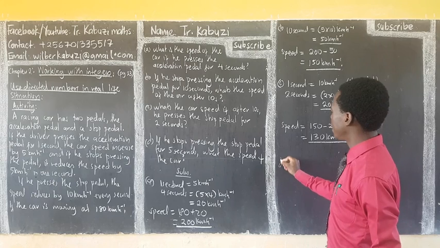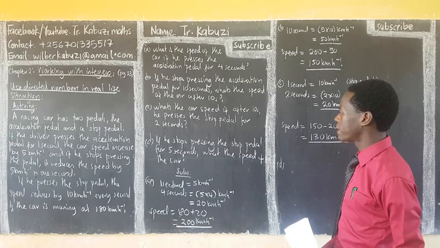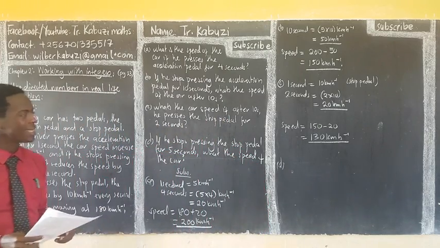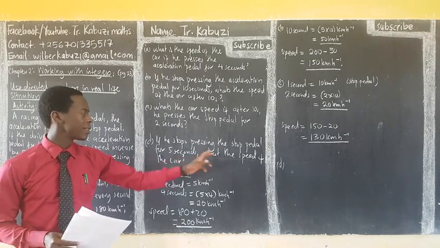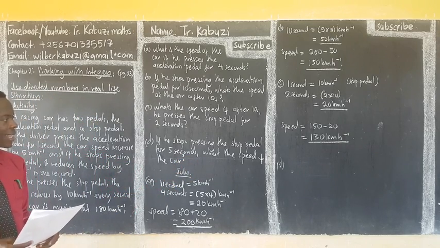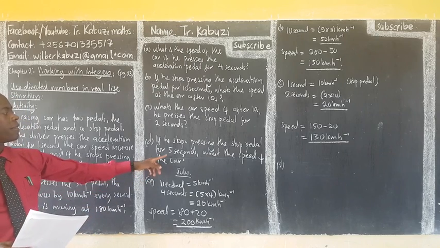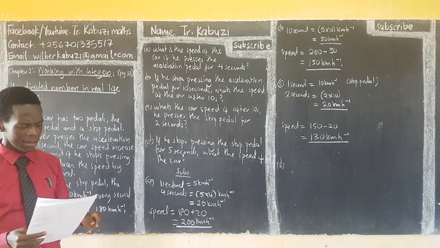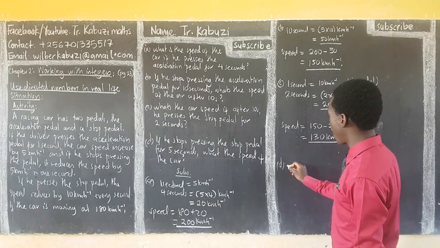So let us go to part B. If he stops pressing the stop pedal for 5 seconds, what's the speed of the car? Group A, I'm going to read them in order. Group A said, if he stops pressing the stop pedal for 5 seconds, what's the speed of the car? What group A did, they got 5 seconds and multiplied with 0. So group A, I'm going to show you. I have group A here.